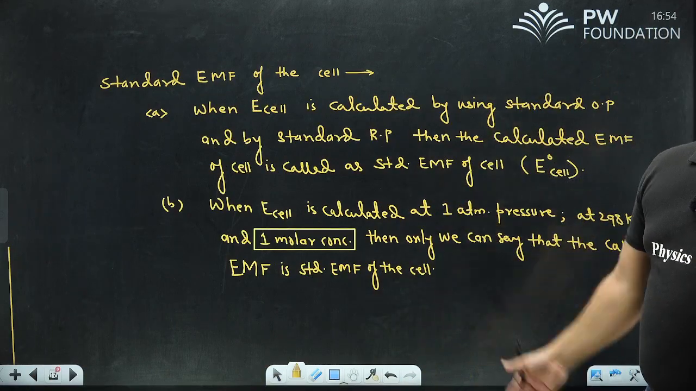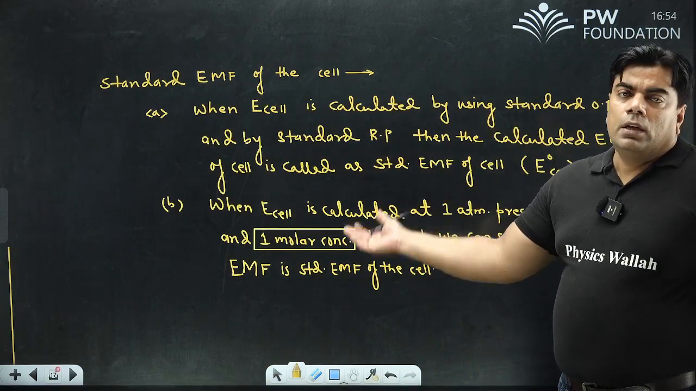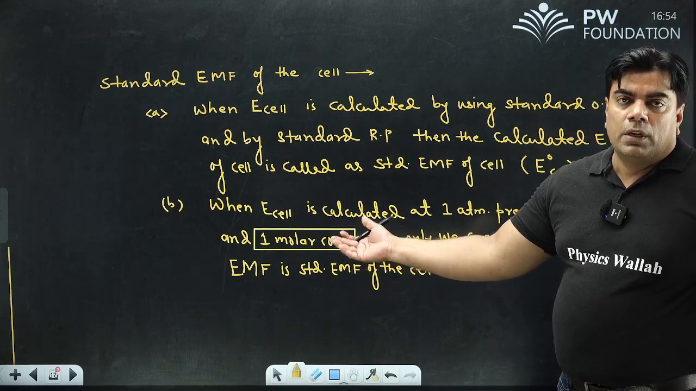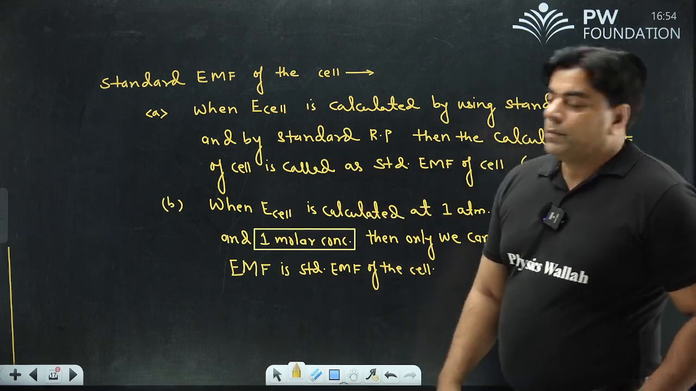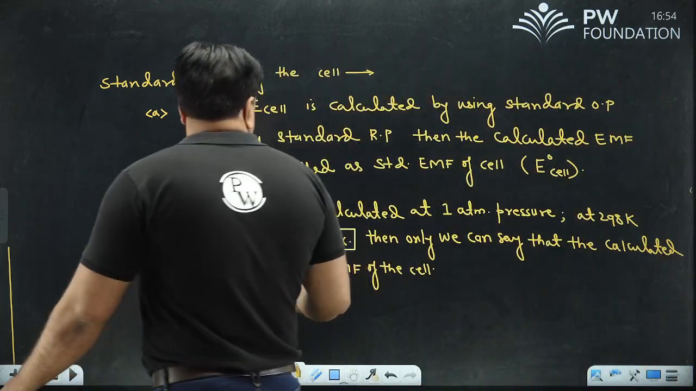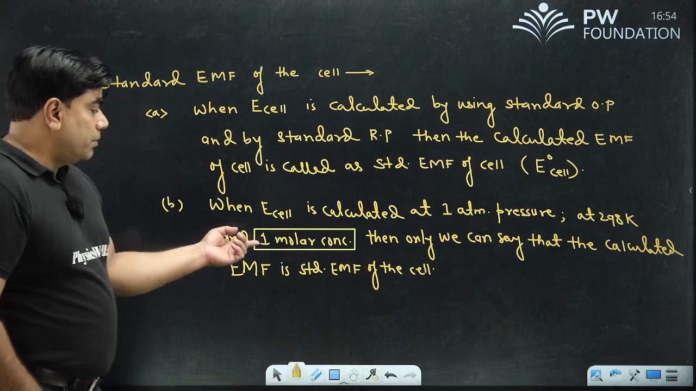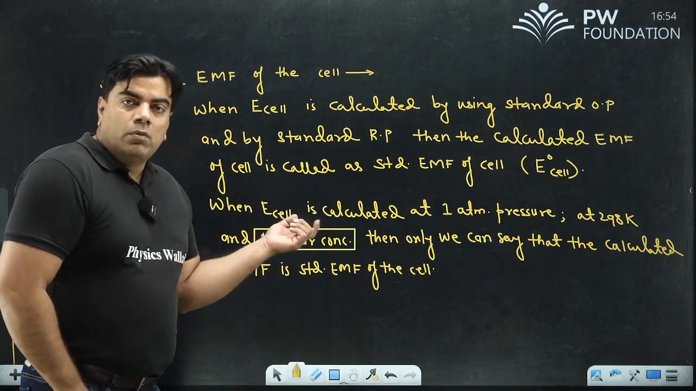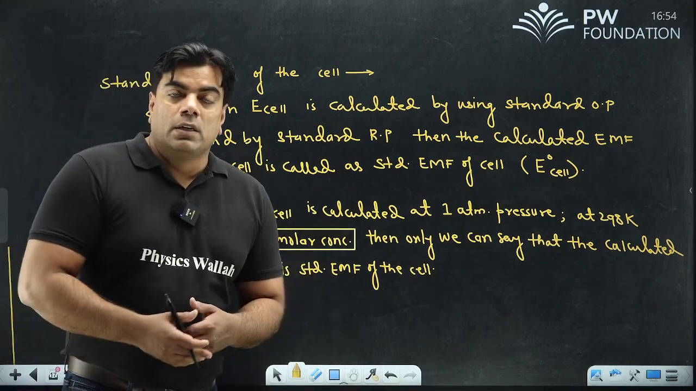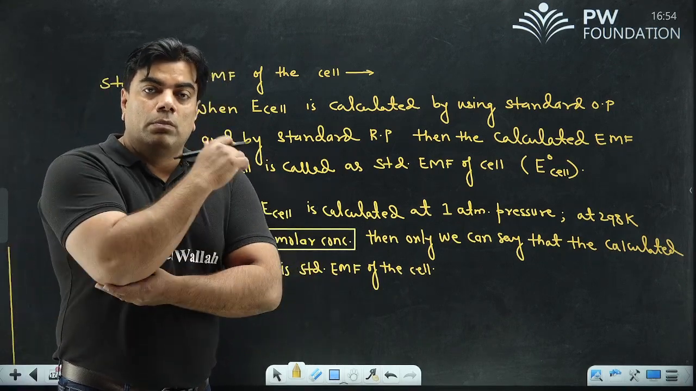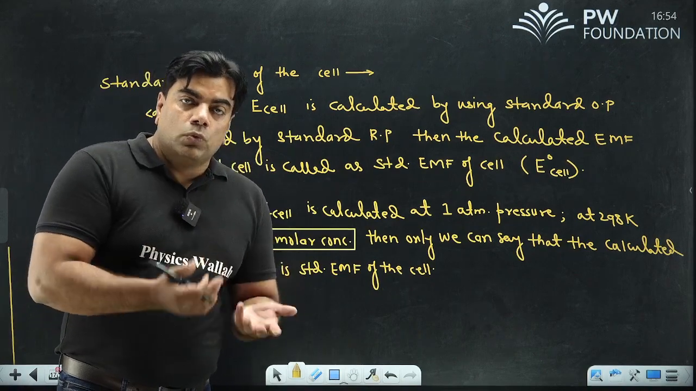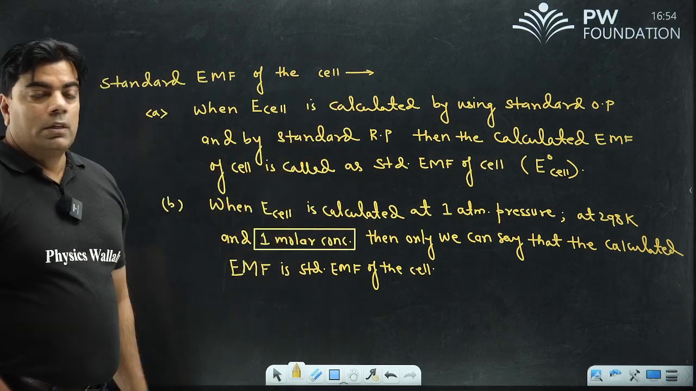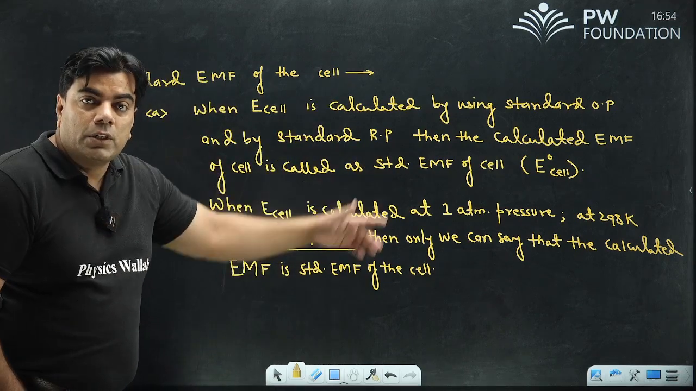In the questions, any one of them may be given as an option, so be careful while selecting the option. Just see what the conditions are for calculating the EMF of cell. If it is given as 1 molar concentration, it is understood that the pressure is 1 atmosphere and the temperature is 298 Kelvin.